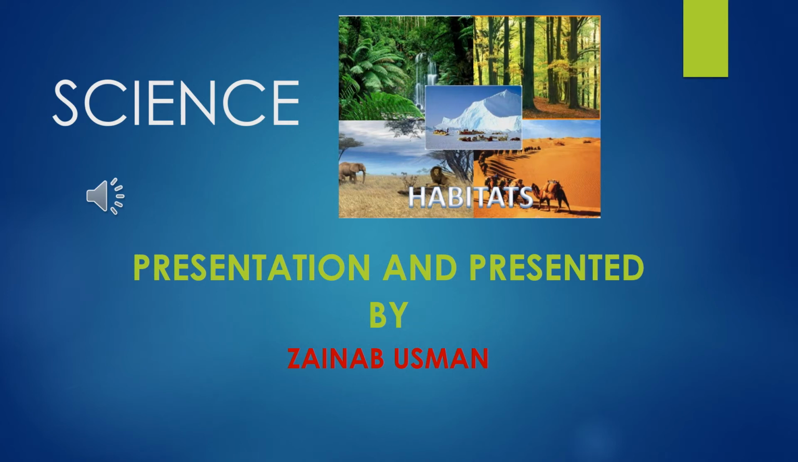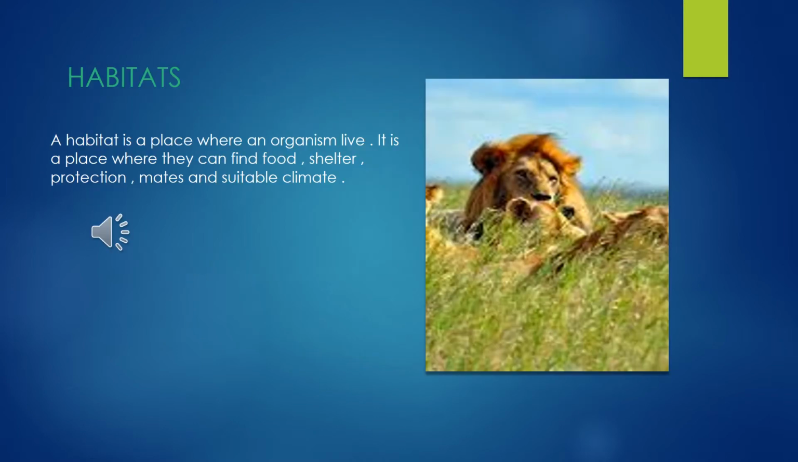Today I am going to present the science topic habitats. Today we will discuss habitats and their different aspects. Now I will discuss the definition of habitat. What is basically a habitat? A habitat is a place where an organism lives. It is a place where they can find food, shelter, protection, mates, and suitable climate.